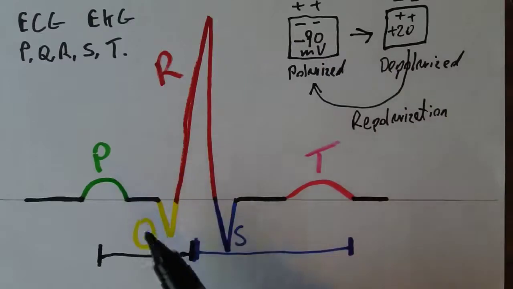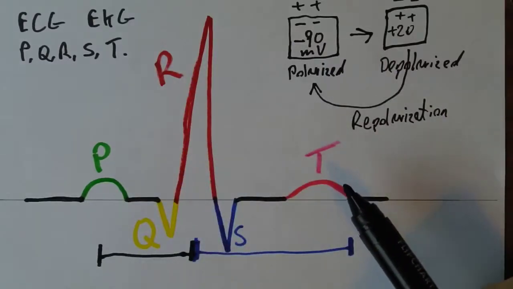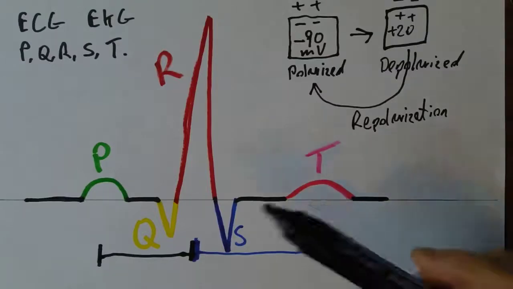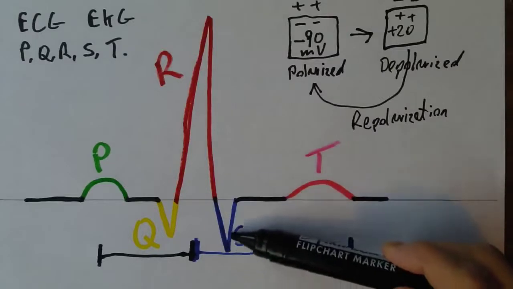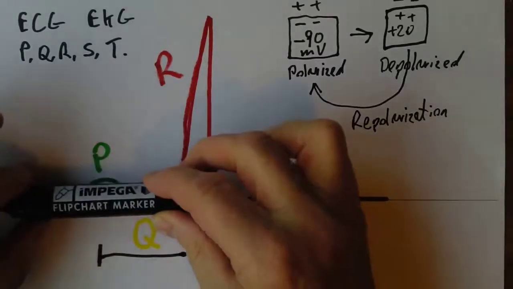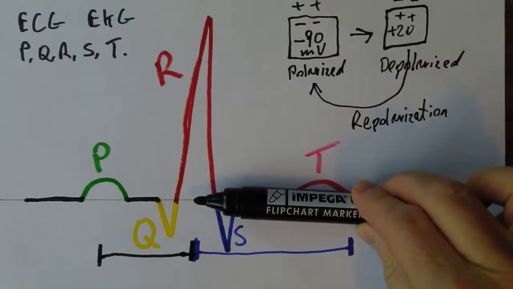So P in green, Q, R, S and T, all in their relevant colours. And what confuses a lot of people is that the wave is the upward deflection and the downward deflection. Or here the downward deflection and the upward deflection away from this isoelectric line. Iso just meaning the same.